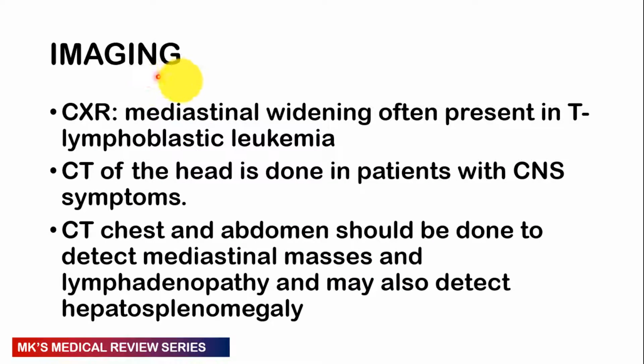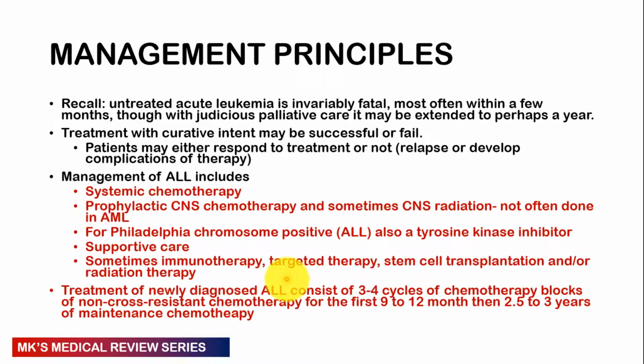So we should also order some imaging. A chest x-ray may pick up some mediastinal widening that may be pointing you towards T lymphoblastic leukemias. And of course, a CT scan for any CNS symptoms, CT chest, CT abdomen to rule out any mediastinal masses, any lymphadenopathy, or even the presence of hepatosplenomegaly.